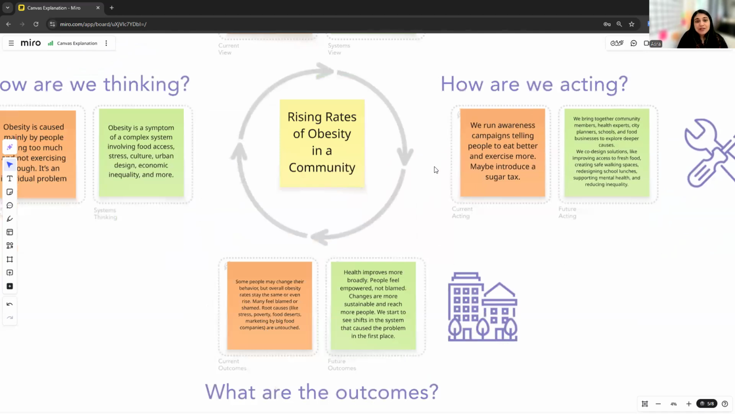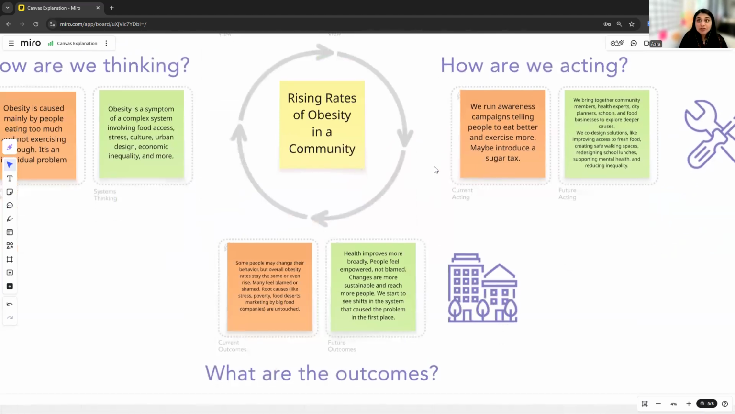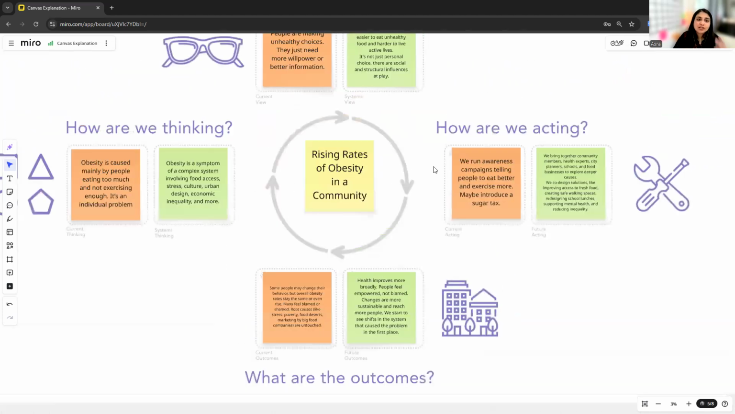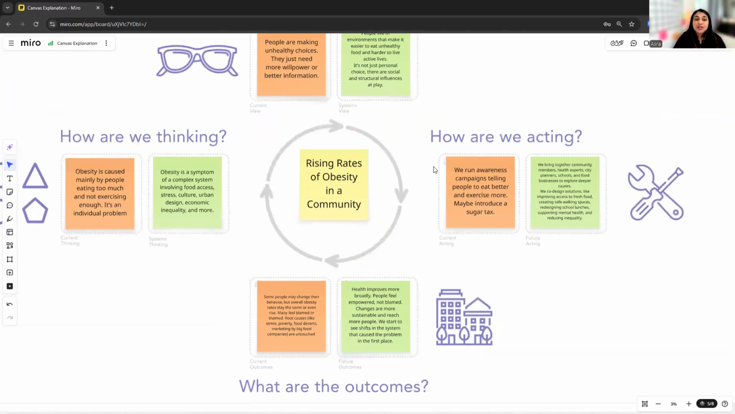Then creating the outcome in the world, maybe some people change their behavior, but overall the rate of obesity might stay the same or would have just gone up. I might have created an environment where people feel blamed, they don't feel secure, they just feel ashamed of themselves, and ignoring completely the root causes that exist, like food deserts, poverty, stress, or other things that influence obesity in a community. In this thinking, I'm just keeping this as an individual problem.